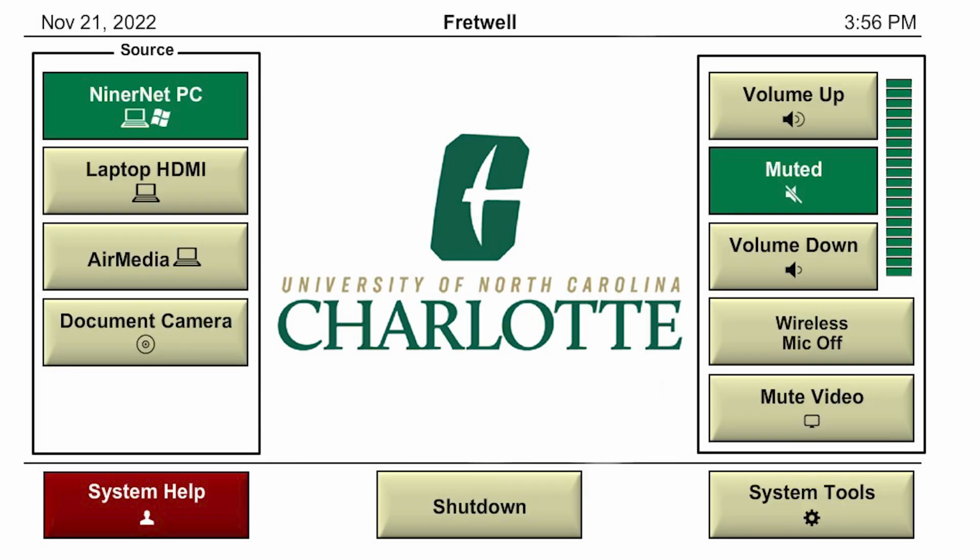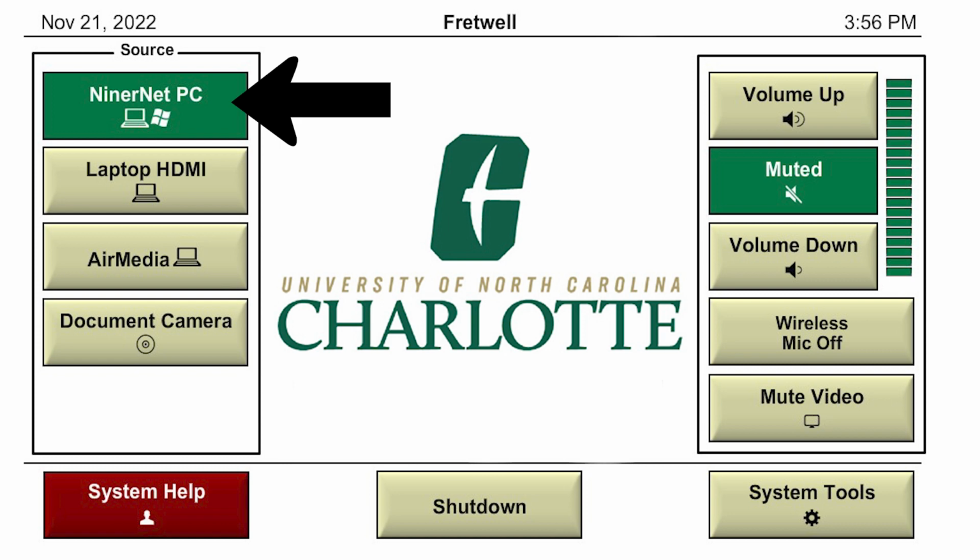Once you have pressed this button and everything has turned on, you will see a list of sources on the left side of the screen. These sources are your options for what is going to be shown on your podium monitor and the displays. Your options are NinerNet PC, laptop HDMI, AirMedia, and document camera.